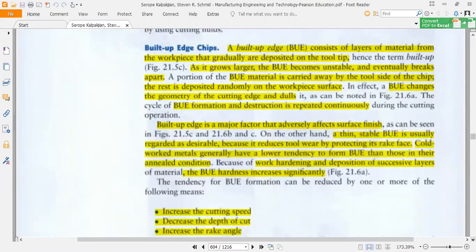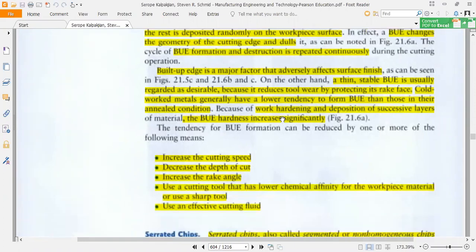Built-up edges consist of a layer of material from the workpiece that is gradually deposited on the tool tip. As it grows, the built-up edge becomes unstable and eventually breaks up. The built-up material is carried away by the tool side of the chip. The rest is deposited randomly on the workpiece. Means if some part of the chip has been taken away by the tool, a minute part has been left on the workpiece surface. So the built-up edge changes the geometry of the cutting edge and dulls it. Also, it deteriorates the workpiece surface.